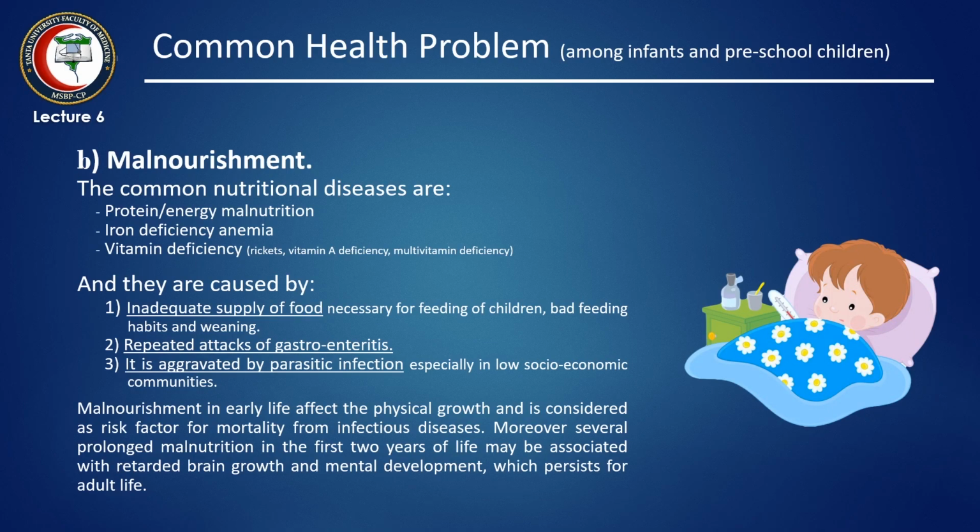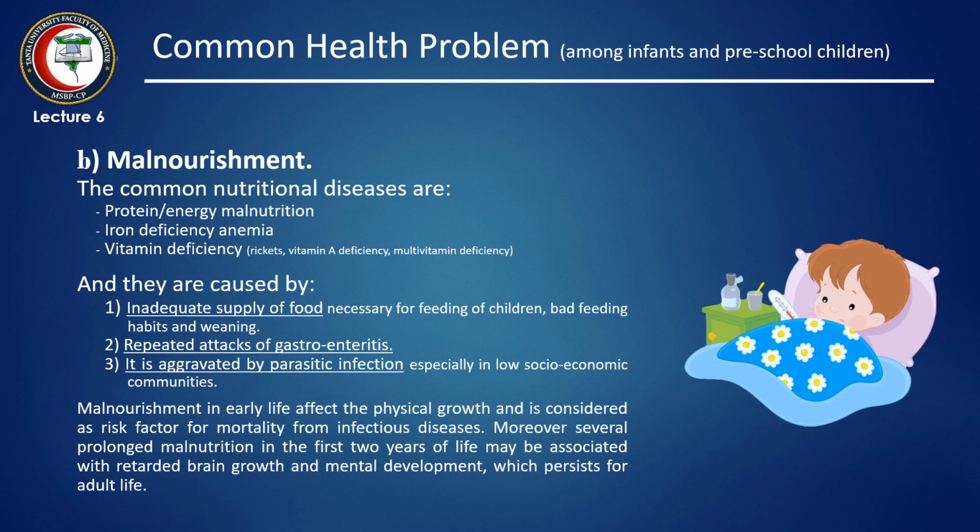Secondly, malnourishment. The common nutritional problems include protein energy malnutrition diseases, of prime importance of which are marasmus and kwashiorkor. Secondly, iron deficiency anemia. Thirdly, vitamin deficiency, including rickets, vitamin A deficiency, and multivitamin deficiency.